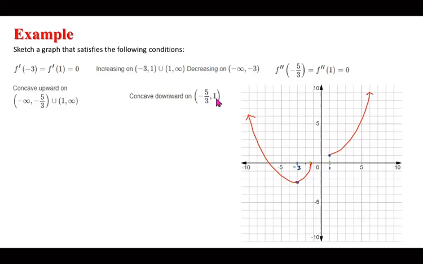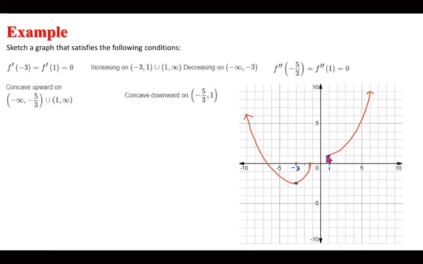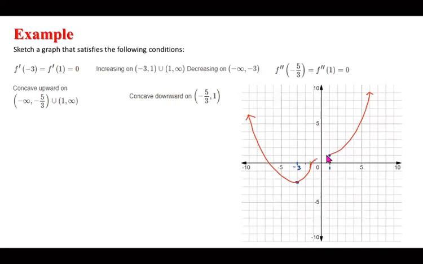You can see negative 5/3 and 1, it is concave downward. So this piece should be drawn such that it is concave downward, like that. Okay, so this is the sketch. So the graph of the function y equal to f of x satisfying all these conditions would look something like that. Remember, this is not the graph that is drawn to scale.